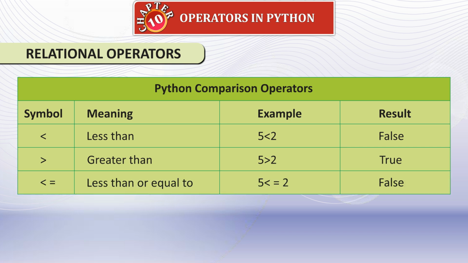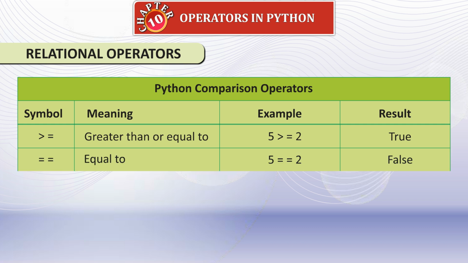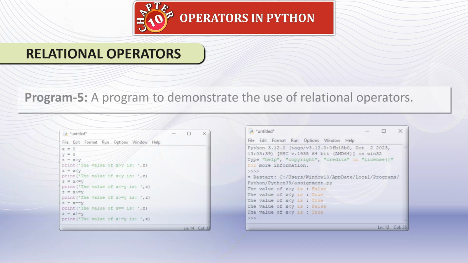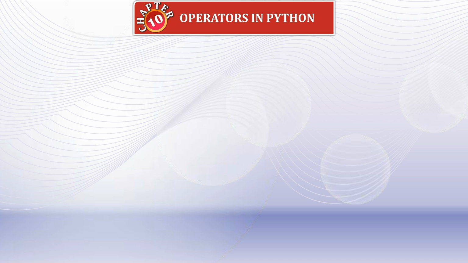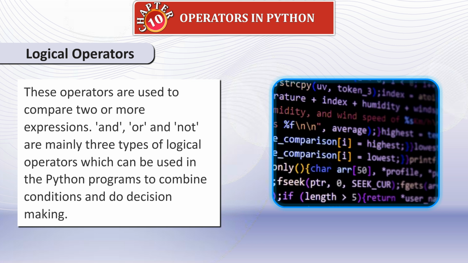Less than or equal to: 5 <= 2 is False. Greater than or equal to: 5 >= 2 is True. Equal to: 5 == 2 is False. Not equal to: 5 != 2 is True. Program 5: a program to demonstrate the use of relational operators. Logical operators. These operators are used to compare two or more expressions.